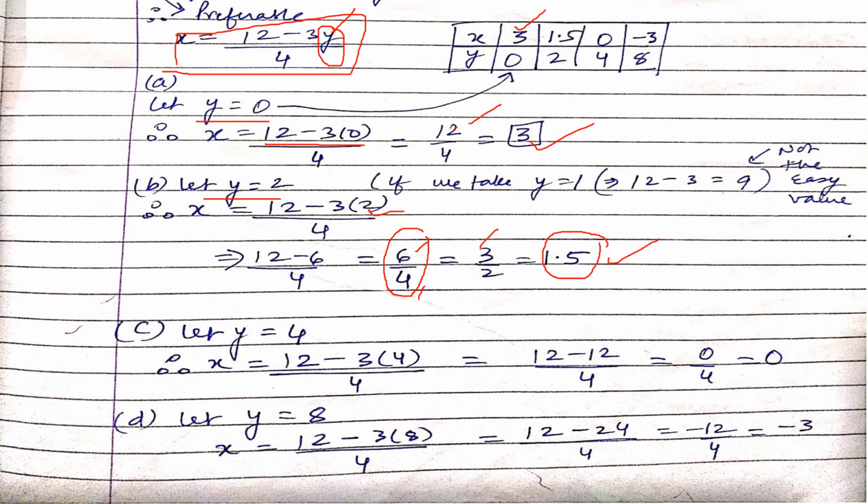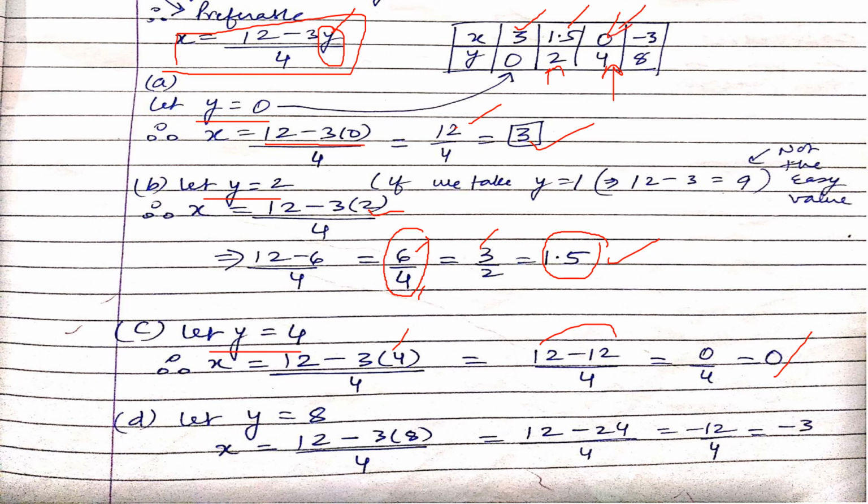No issue. Third point, see, the second point I've put over here. I have taken y as 2, got x as 1.5. The third point, I have taken y as 4. So now again 12 minus 3 into 4 upon 4. So 12 minus 12. 12 minus 12 is 0. 0 upon 4 is 0. This is a good number for us. So we have put the value of y as 4 and got x as 0.